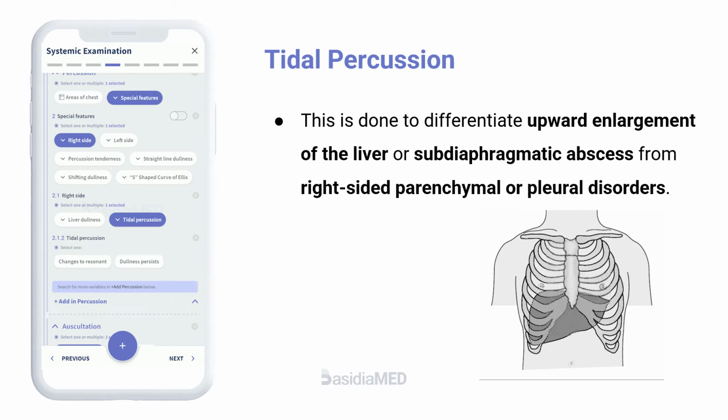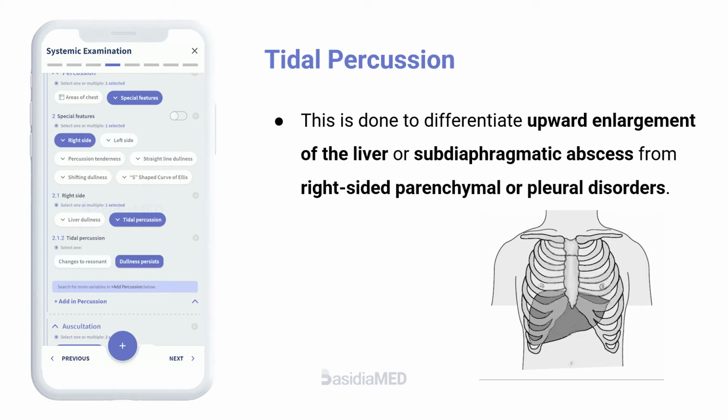Tidal percussion. This is done to differentiate upward enlargement of the liver or subdiaphragmatic abscess from right-sided parenchymal or pleural disorders. Percuss down the midclavicular line until the normal resonance of the lungs becomes dull. This usually occurs at the 5th intercostal space. Then simply have the patient breathe in and out deeply while continuing to percuss. If, on deep inspiration, the previous dull note becomes resonant, the dullness was due to the liver.